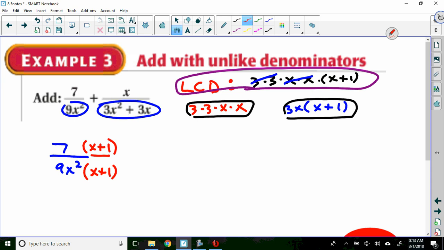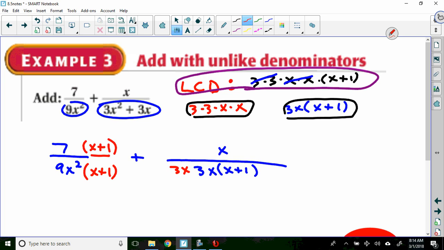So then the other term, remember terms are separated by addition or subtraction. The other term, we said that that's 3x times x plus 1. What am I going to have to multiply that other term by to get the denominators to look the same? To turn a 3 into a 9, don't I have to multiply by 3? And to get that x squared, I'm going to have to multiply by what, 3x?